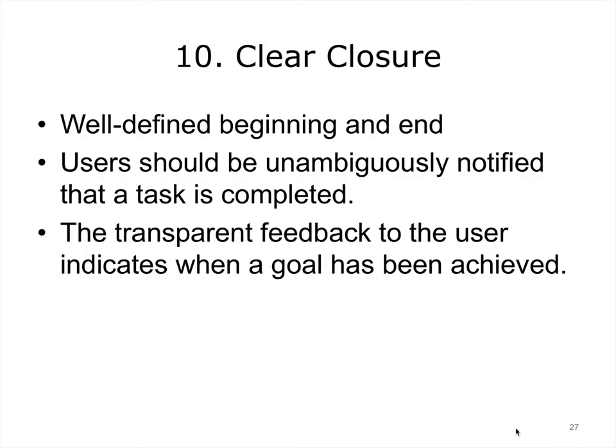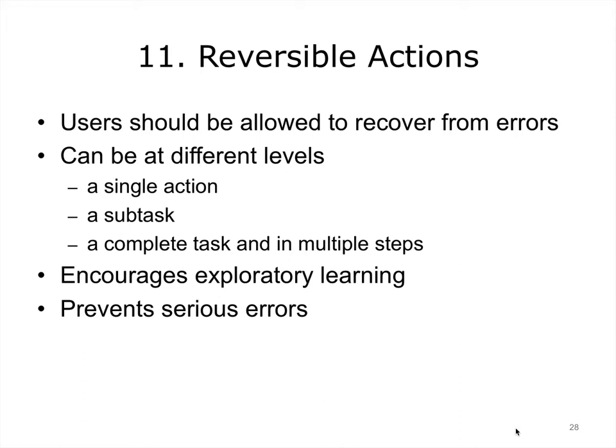Clear closure means that each task has a well-defined beginning and end. Users should be unambiguously notified that a task is completed. Specifically, each interactive transaction needs a beginning, middle, and end to accomplish the 7 stages of action proposed by Norman. The transparent feedback to the user indicates when a goal has been achieved and current stacks of goals can be released.